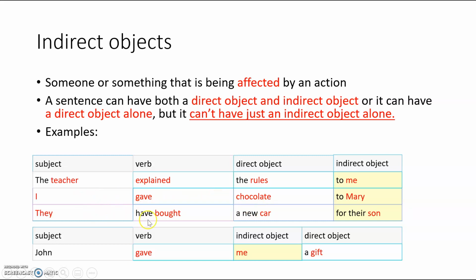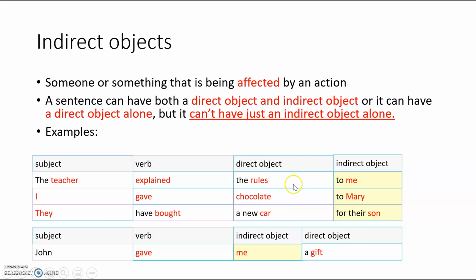This next example: they have bought a new car for their son. In this example, if we wanted to find the direct object, we can ask, what did they buy? And then we would know that the direct object is a car. And then we can see who was affected by buying. And the person affected is their son.